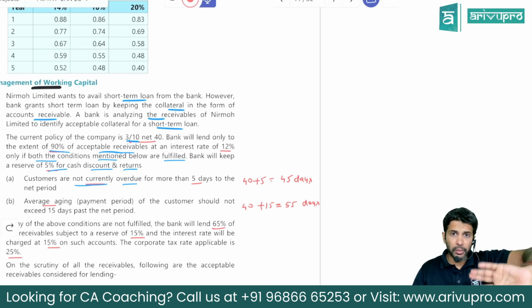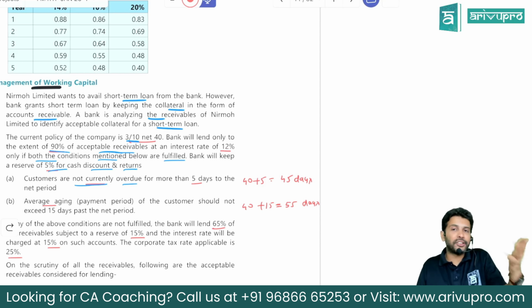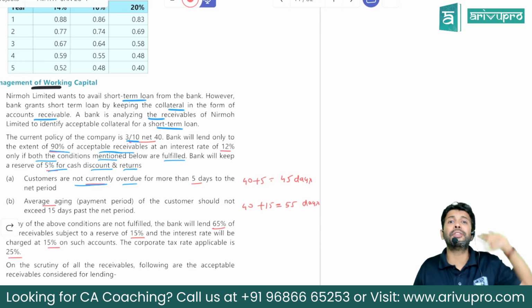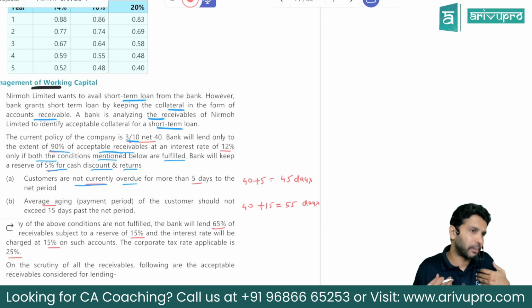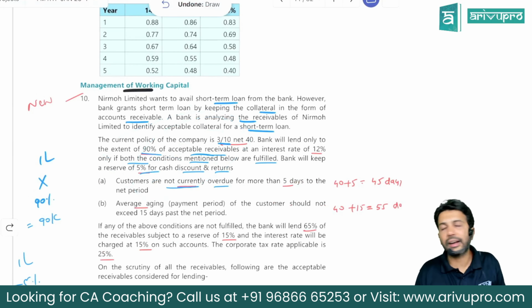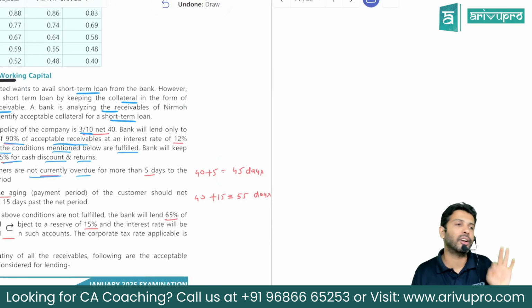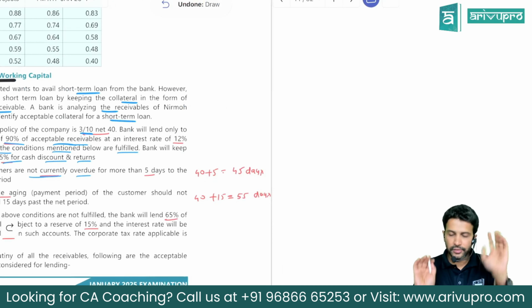If any customer has more than 45 days overdue, say I've sold goods to George, and it's been about 50 days, and George has not yet paid me. Will George be considered for this 90% calculation by the bank? No. Because as per the bank, this number should not cross 45 days. Correct? That is the first requirement.